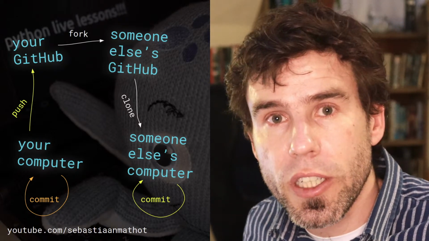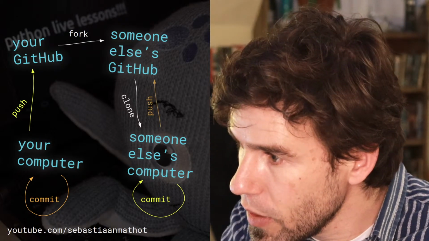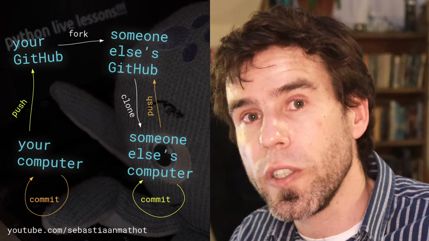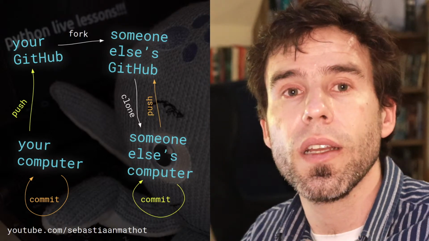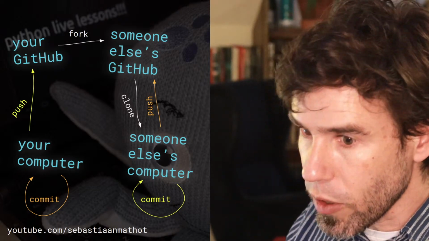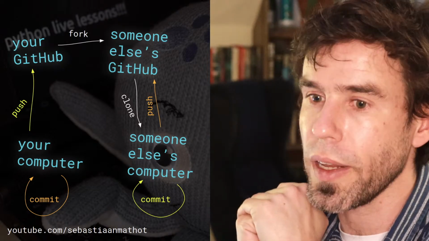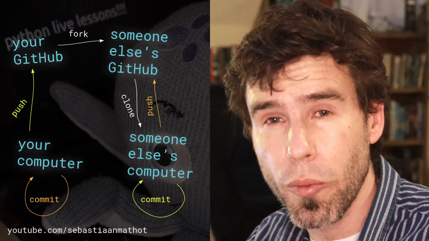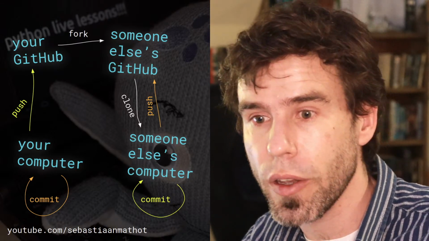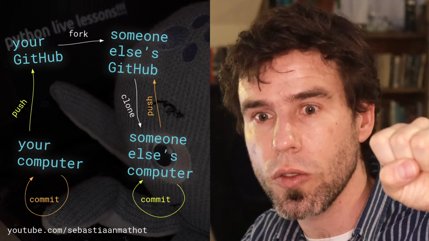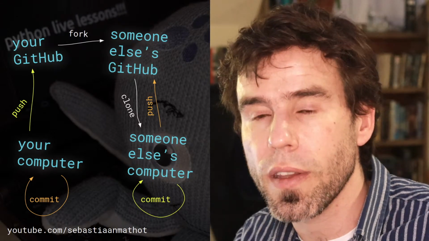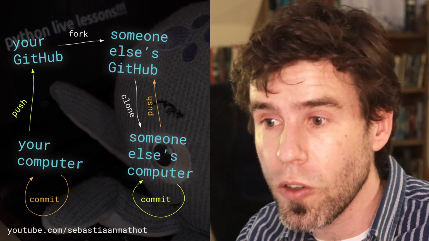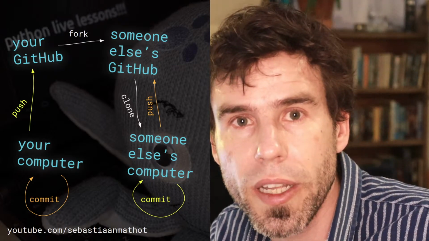Now, once that person is kind of happy, he or she also does a git push action to upload the changes from their own computer to their GitHub repository. And you see how now we have 2 GitHub repositories that are a little bit different, right? You have your GitHub repository that has the original code, and the GitHub repository of that other person that has the original code plus some more commits.